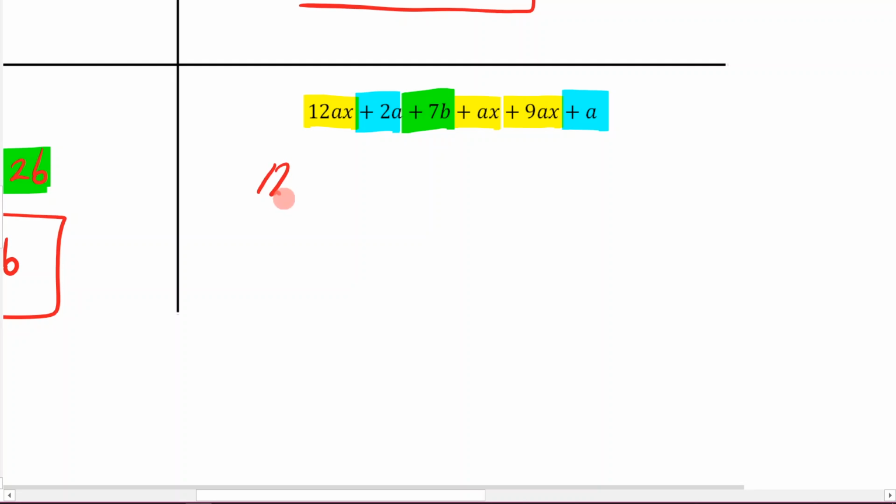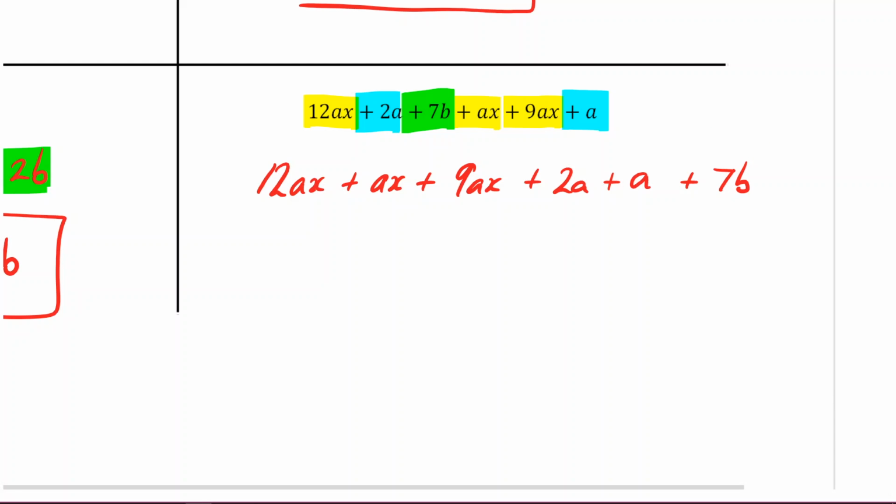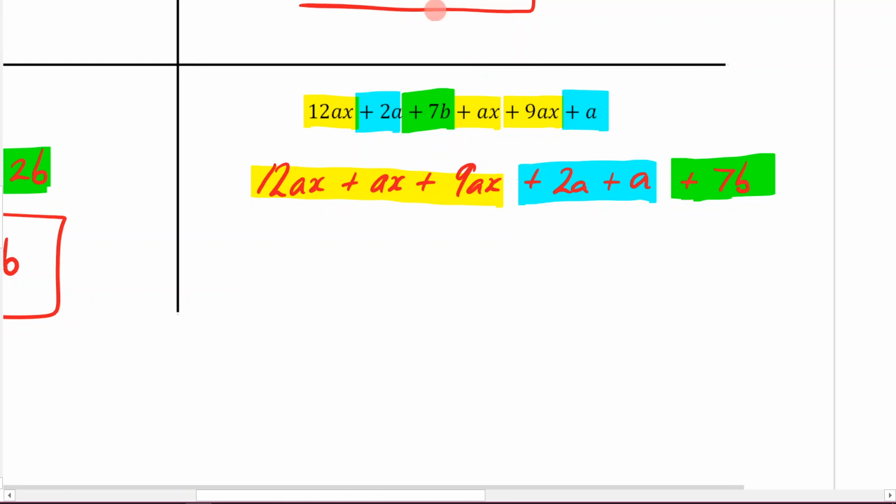Now, let's bring all these together. So I have 12ax, I have plus ax, I have plus 9ax, I have plus 2a, I have plus a, and I have plus 7b. So I've just moved all the like terms next to each other. So I have all my ax terms next to each other. I also have all my a terms next to each other. And finally, I have that b term at the end by itself. That can't be joined with anything.